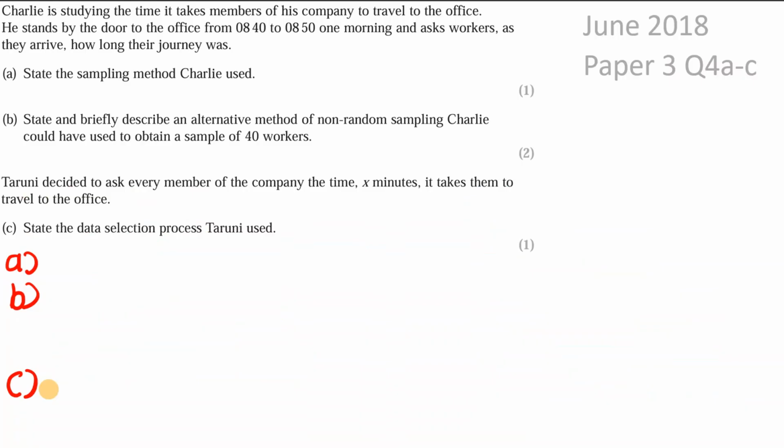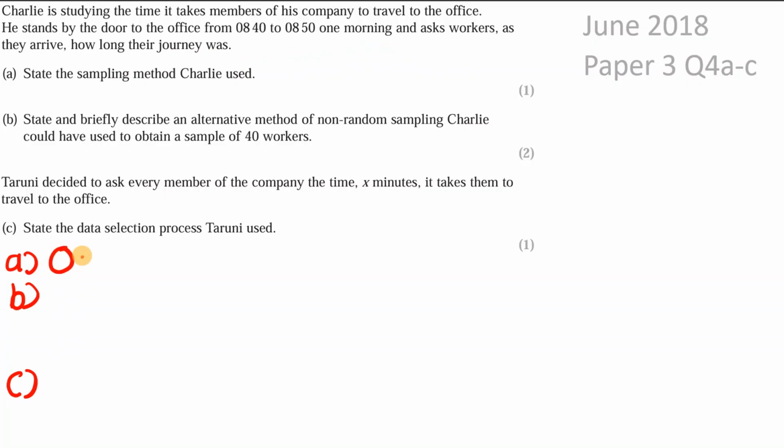Okay, so now I'm just going to go through some exam questions for this topic. They love to ask a lot of 1 and 2 markers for this topic. So we're told here that Charlie is studying the time it takes members of his company to travel to the office. He stands by the door to the office from 8:40 to 8:50 one morning and asks workers as they arrive how long their journey was.